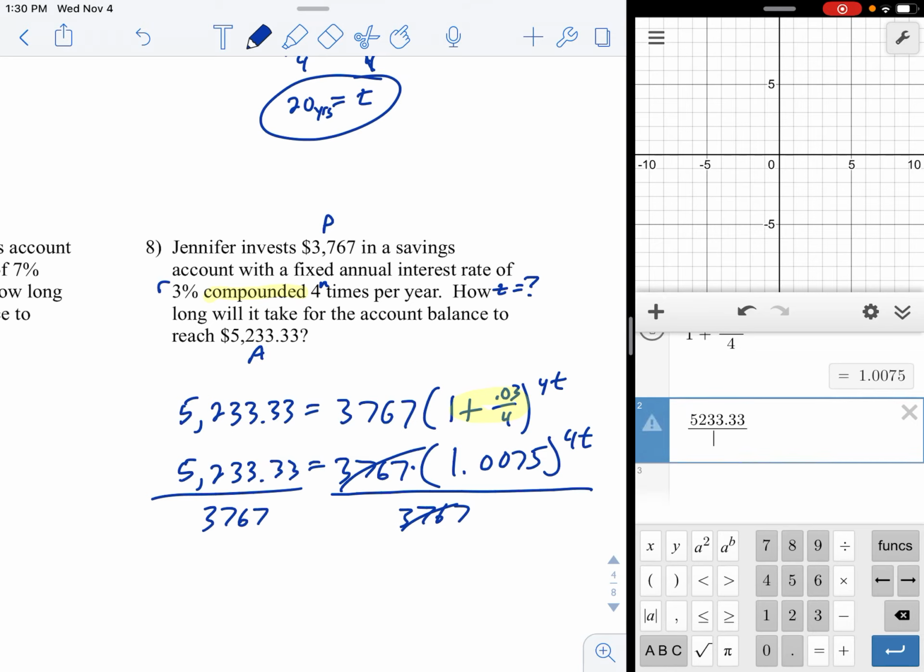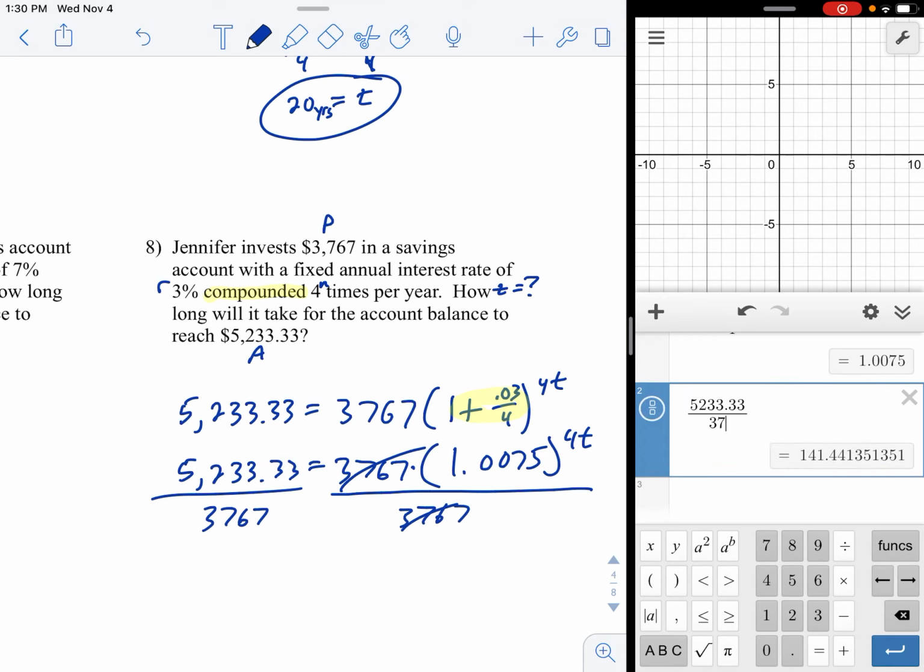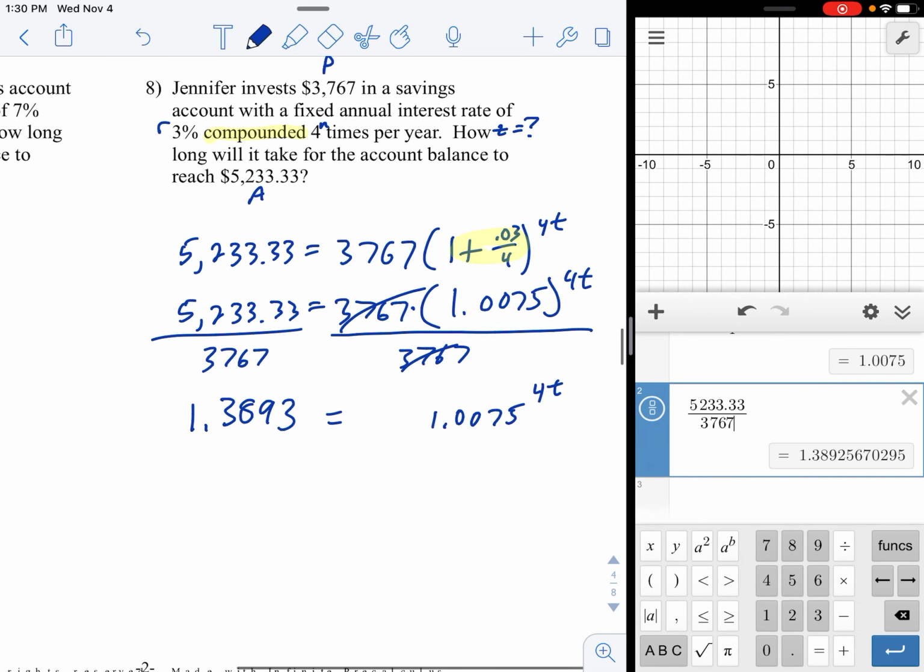5233.33 divided by 3767. Try to round off correctly whenever you can. Here, there's quite a bit of rounding when you're going to the nearest year, so it's not a big problem if you make a little mistake. Usually it will correct itself.